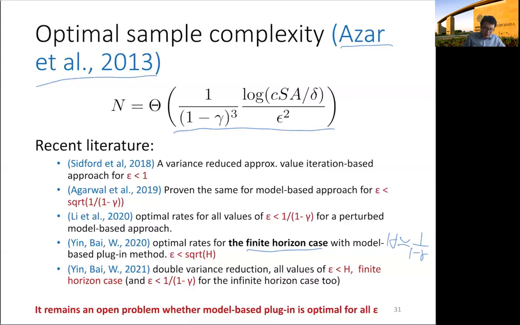And in addition, for specific algorithms and not the model-based plugging approach, Ming also derived something that shows that for the full generality, for the entire space of an arbitrary choice of epsilon, you can get the sample complexity for both the infinite horizon case and finite horizon case. Okay, so it remains an open question whether the pure model-based plugging approach is optimal for all epsilon smaller than 1 over 1 minus gamma. But these are still areas of active research.